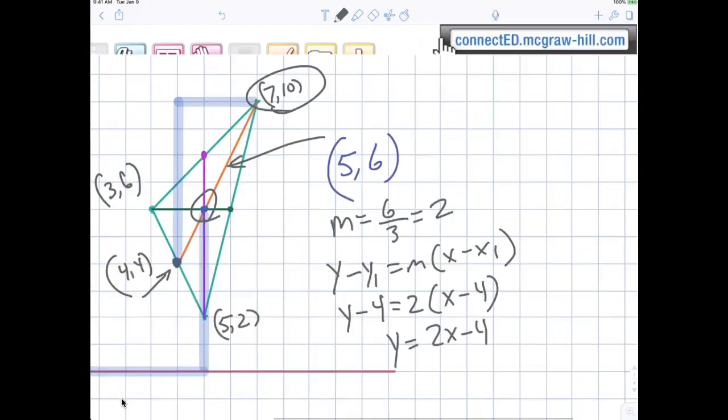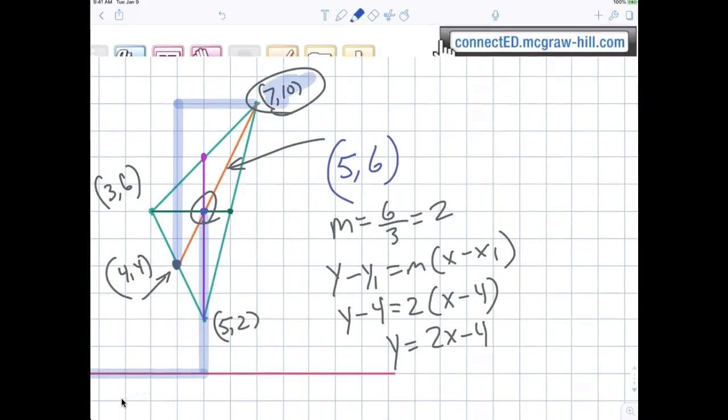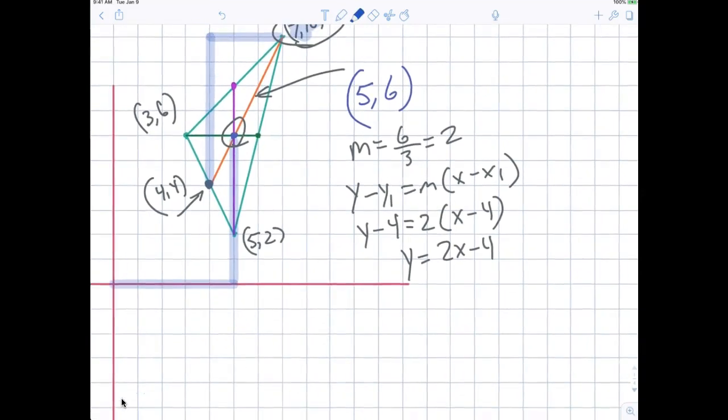Would I get the same answer if I chose 7, 10? Yes. And of course, the answer would be yes. We don't care. One equation is y = 2x minus 4. Is everybody happy with that?